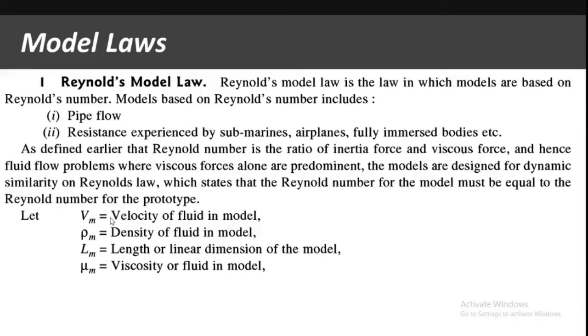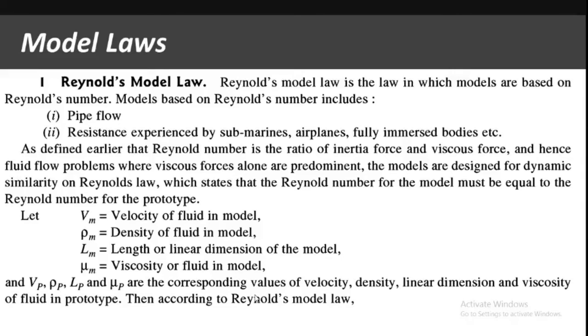So we'll say let Vm is the velocity of fluid in model, rho m is the density of fluid in model, Lm is the length or linear dimension of the model, and mu m is the viscosity of the model. Similarly, Vp, rho p, Lp and mu p are the velocity, density, linear dimension and viscosity of the prototype. So according to Reynolds model law, the Reynolds number of model should be equal to the Reynolds number of prototype.